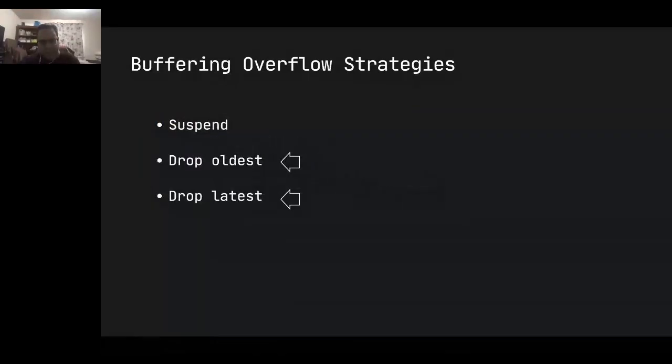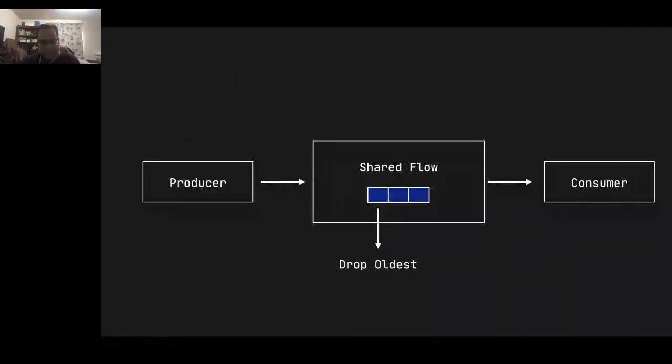The other ones are drop oldest and drop latest. Drop oldest will drop the oldest emission in the cache. Drop latest will drop the most recent item that was stored in the cache. That's what these will do.